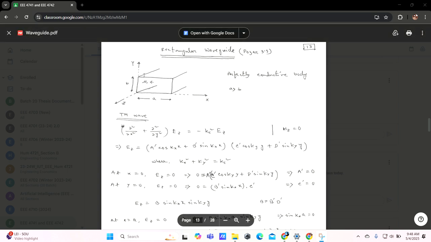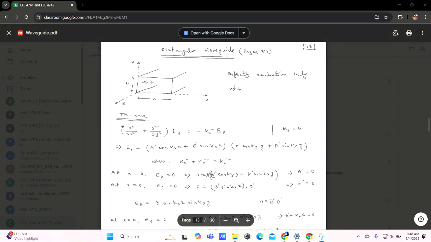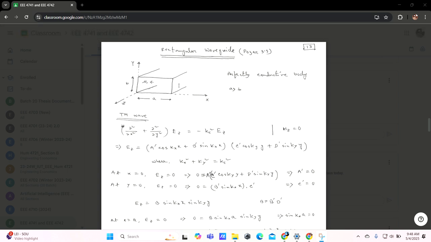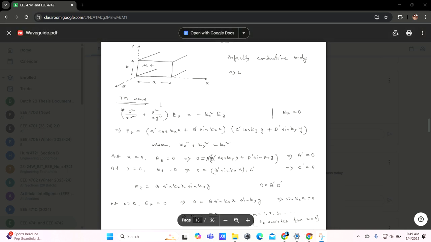Here we see a rectangular conductor whose width is much larger than its height. The total surfaces are this surface, this surface, this surface, and this surface. Total 4 surfaces, purely conductive body. Today we will derive two equations, one for transverse magnetic and one for transverse electric. Here we will take some help from a video also.